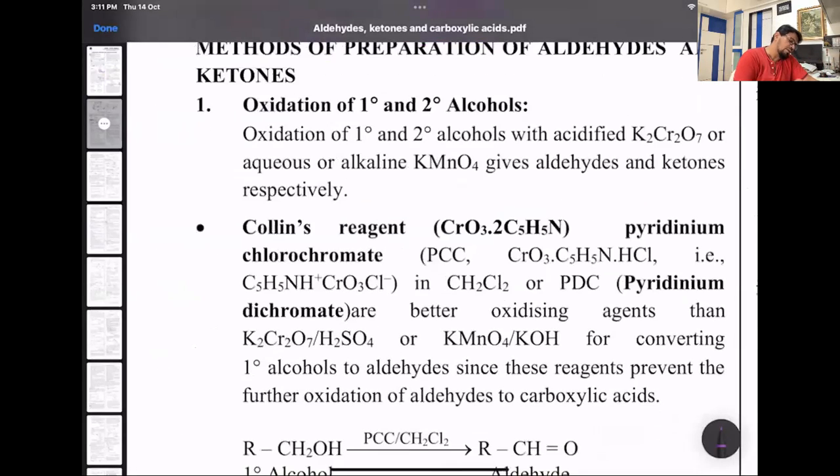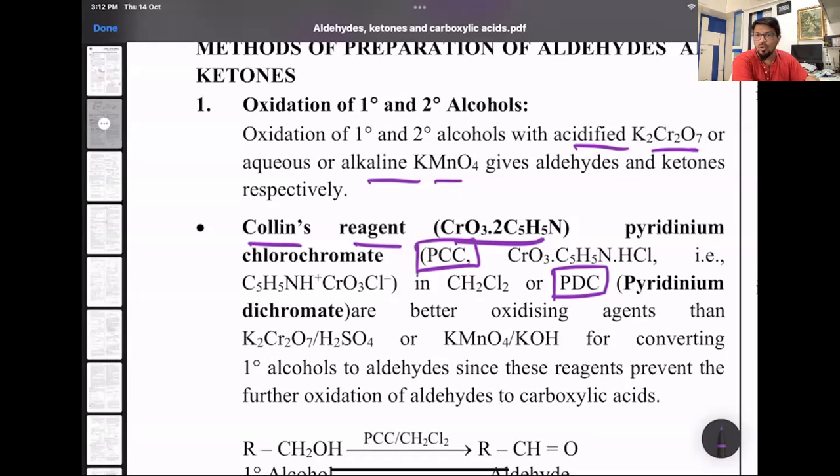Coming to its methods of preparation: oxidation of primary and secondary alcohols. How do we do that? Normally we use a strong oxidizing agent like acidified potassium dichromate or alkaline KMnO4. But the better reagents to be used: one is Collins reagent. This is an extra part, that is nothing but CrO3, chromic oxide, with pyridine. Second, these two are important. One is PCC, pyridinium chlorochromate, and the other one is PDC, pyridinium dichromate.